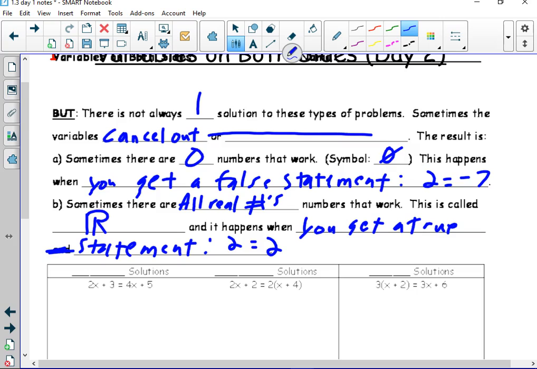So, if you end up with a lie, that means nothing works. If you end up with a truth, everything works. Okay, so if you get 17 equals 17, 5 equals 5, you got all real numbers. Let's do a few of these.